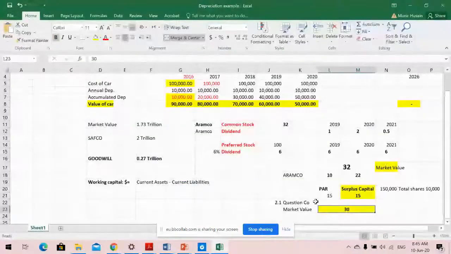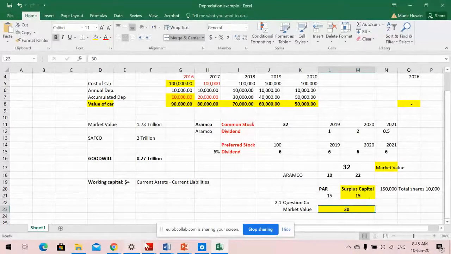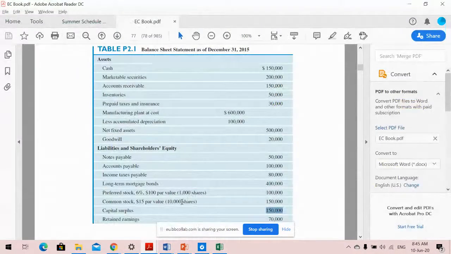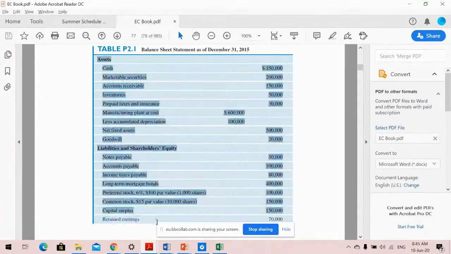Okay, clear. Any questions? Now I'll go back to our question. This one was capital surplus, right? Clear now for capital surplus. Now, what is retained earnings?